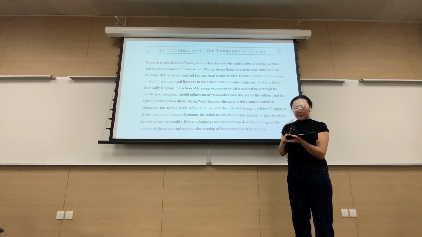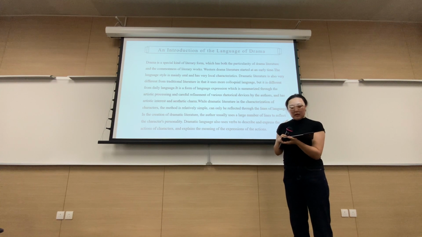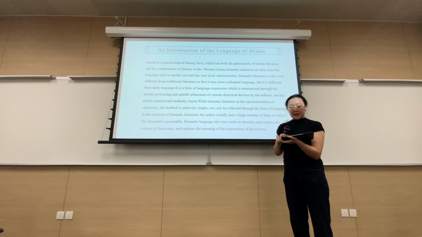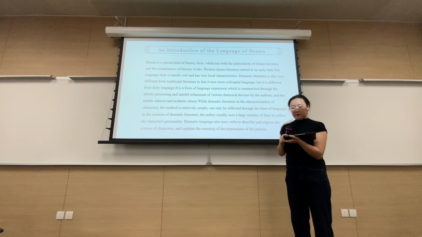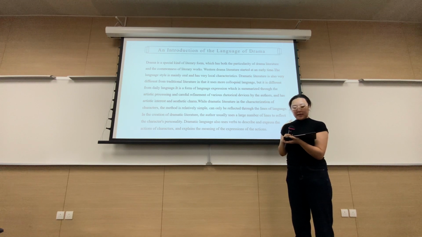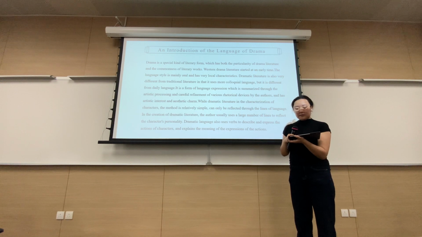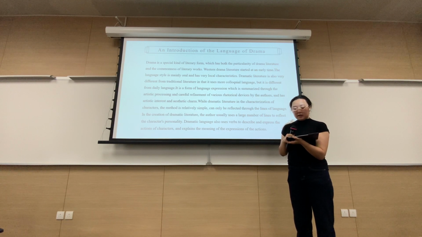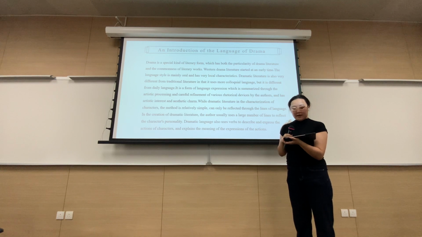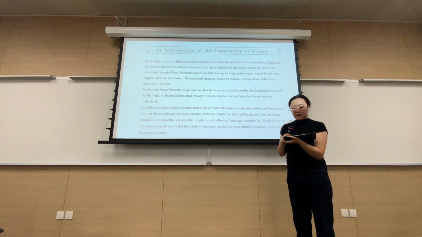Traditional literature uses a variety of ways to depict characters, either through the description of clothes and appearance or through the rendering of environment and scenes. There are many descriptive means that can be used. While in dramatic literature, the method of characterization is relatively simple and can only be reflected through the lines of language. In the creation of dramatic literature, the author usually uses a large number of lines to reflect the character's personality. For each character created, the content of the lines can reflect the character's gender, age, identity, experience, and social background. Through the content of these lines, the personality and thoughts of characters can be reflected, thus fully depicting the character's characteristics.